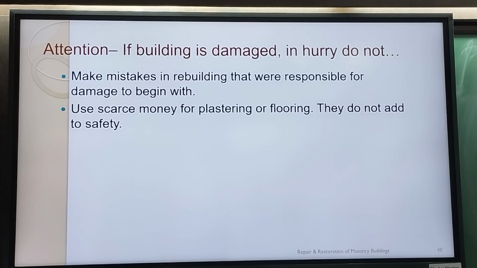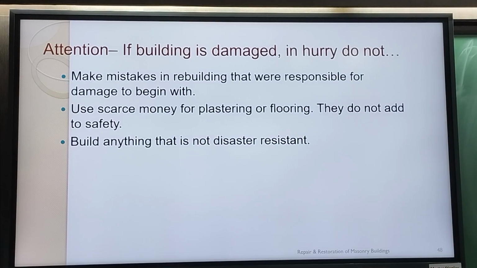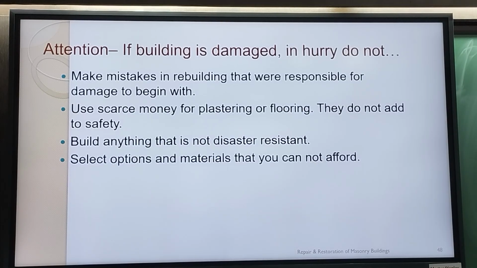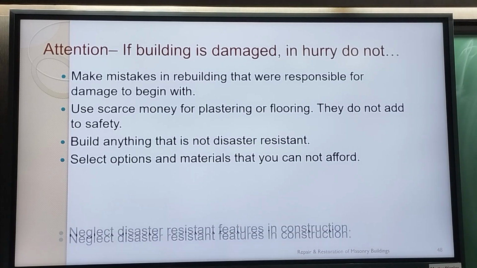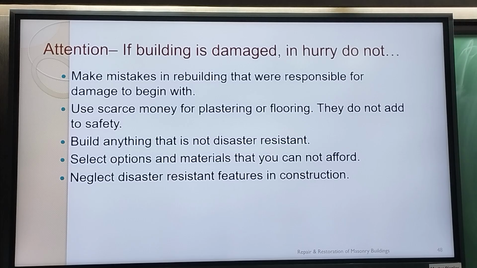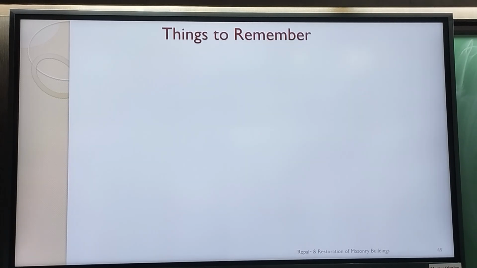Do not use scarce money for plastering and flooring. Again, this is something where the government gives you some money, whatever money, and people will use it for flooring. In their existing house, they will do some plastering, and using money on flooring doesn't bring strength to the building. Do not build anything that is not disaster resistant. Don't select options and materials that you can't afford. And do not neglect the disaster-resisting features. We have talked about the bands, the reinforcement, and the encasement of openings and things like that.